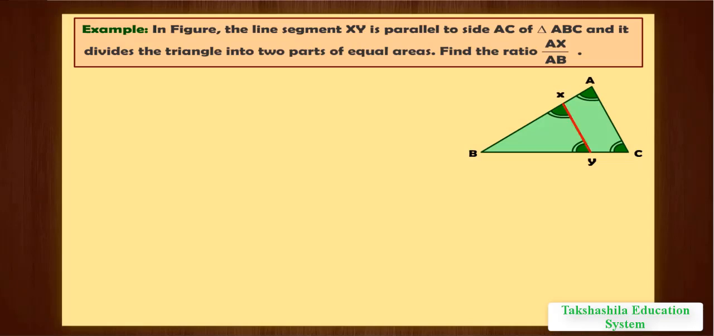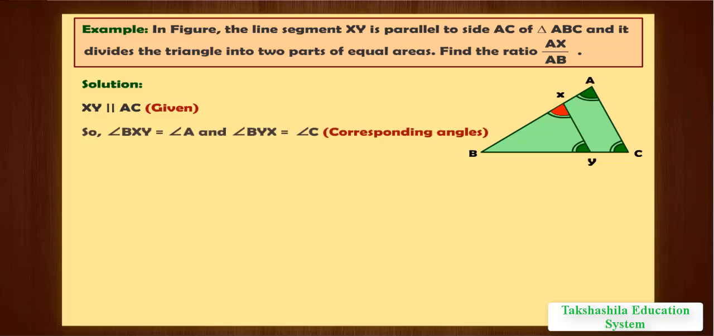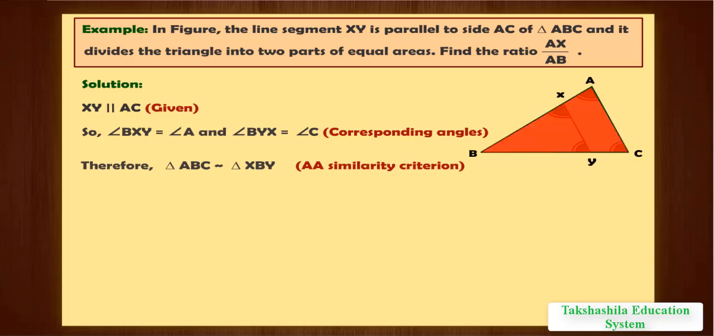In the figure, the line segment XY is parallel to side AC of triangle ABC and it divides the triangle into two parts of equal areas. Find the ratio of AX upon AB. Solving this, we are given XY is parallel to AC. So, angle BXY is equal to angle A and angle BYX is equal to angle C. They are corresponding angles. Therefore, triangle ABC is similar to triangle XBY by AA similarity criterion.